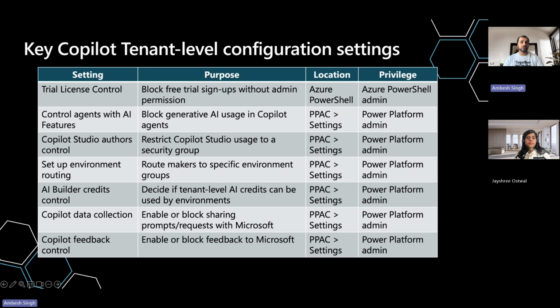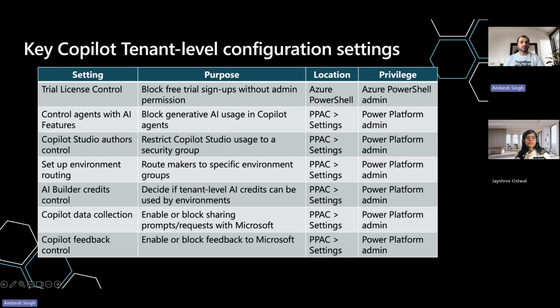AI Builder credits control is where you decide if the tenant-level AI credits can be used by the environment. Copilot data collection is where you enable or block sharing prompt requests with Microsoft. And then the Copilot Studio feedback control is where you enable or block feedback to Microsoft.